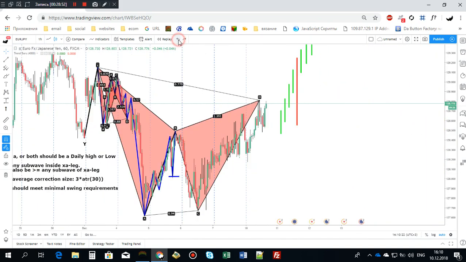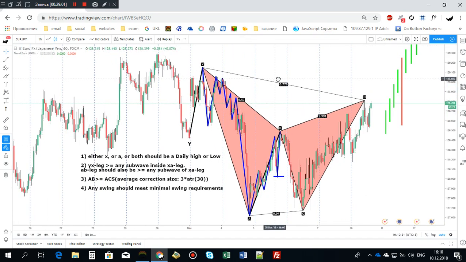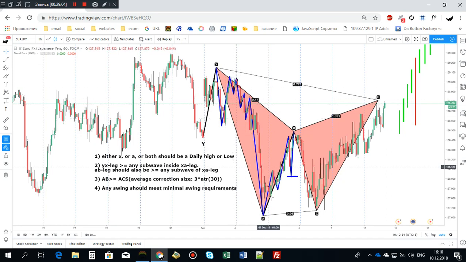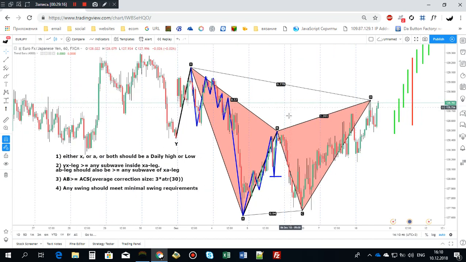So we have previous patterns. I will delete this, and I will delete this as well. Any of these swings should be at least the minimal requirement. So you see, not only does it meet the minimal requirement, these minimal requirements are also subwaves. It is major. And another rule. What was another rule? I forgot. Maybe these are everything. Let me look at my notes.